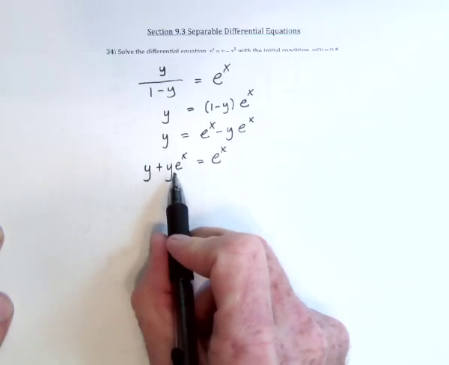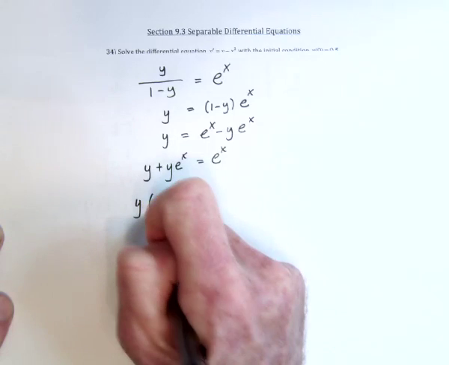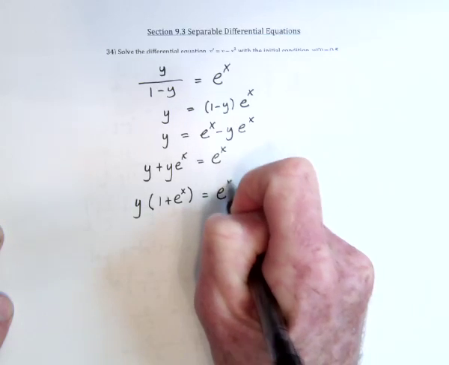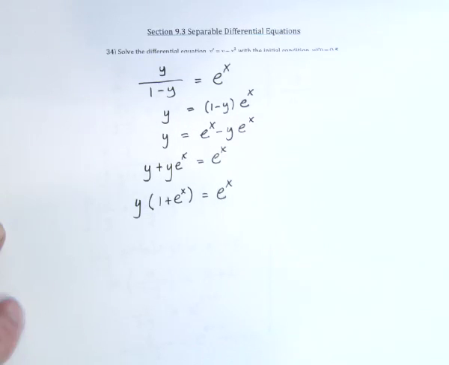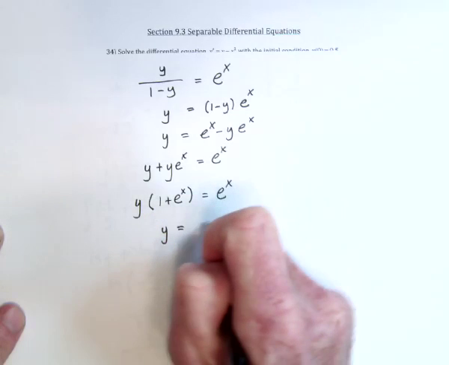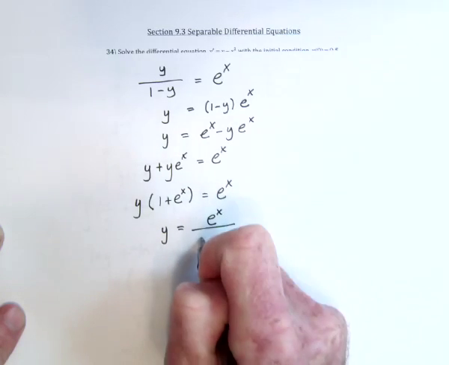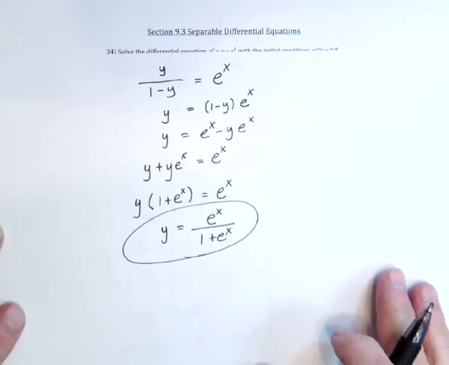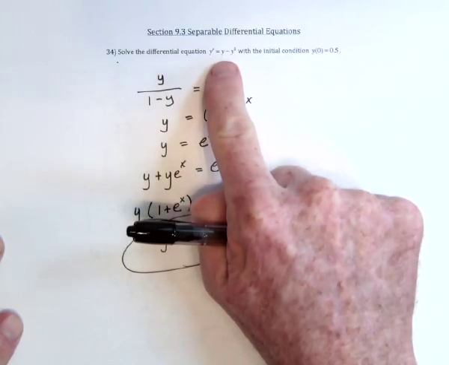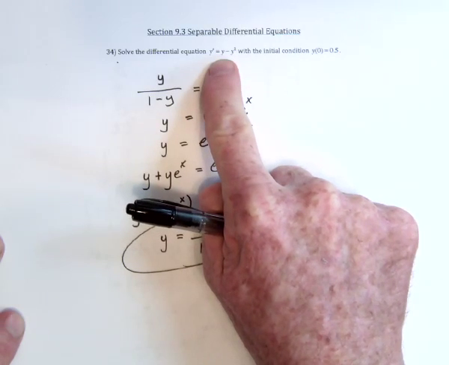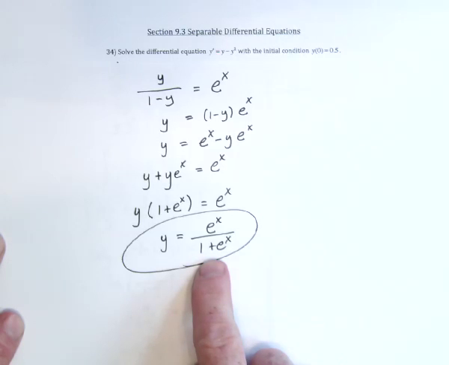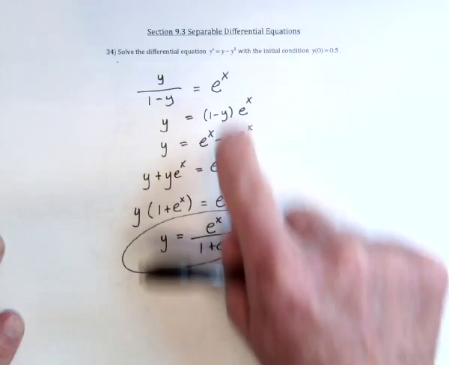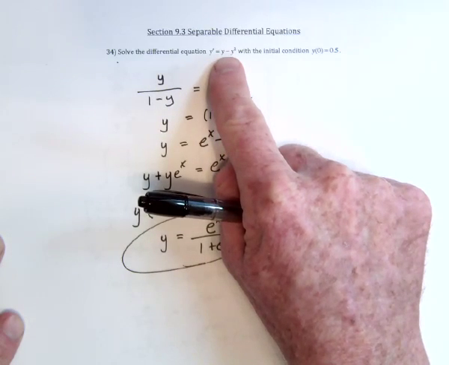And then here we could factor out y. It would leave 1 plus e to the x times y equals e to the x. And then just divide and we're done. So it turns out y is e to the x over 1 plus e to the x. And of course the good thing about differential equations is you can go back and check your answer. If you were to take the derivative here, put it on that side, take the function minus its square and put it on that side, and then prove that they're equal.